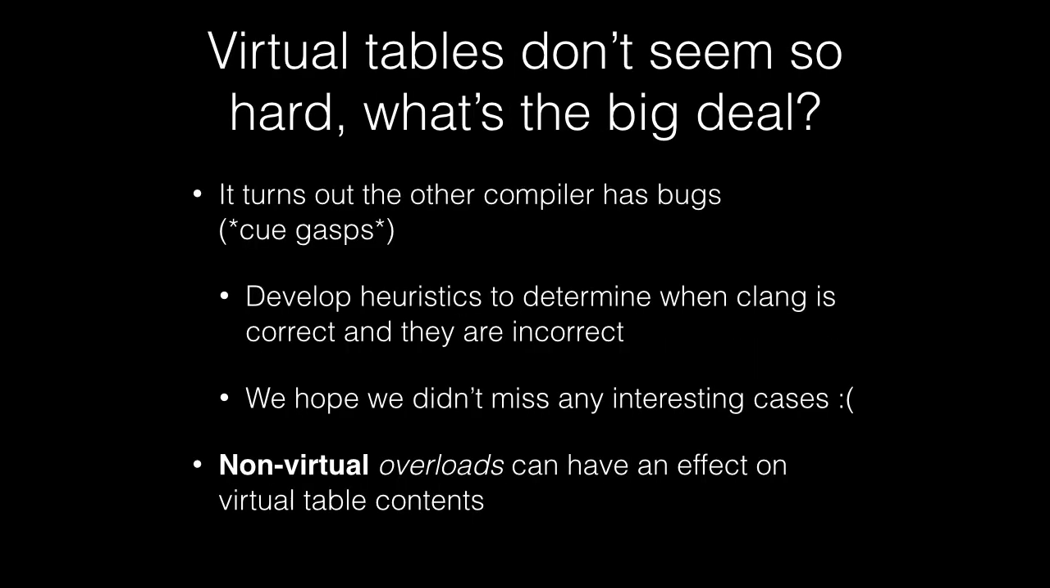So virtual tables don't seem so hard compared to record layout. I mean, it didn't seem like that big of a deal. But it turns out that the compiler we're comparing against has these really unfortunate bugs where they'll generate bad stuff. And we want to know whether or not we're right. We don't want to generate the wrong thing just so that the fuzzer tests will pass. We want to generate good code and kind of smirk at their bad code. We don't want to generate the same bad code. So we have to, unfortunately, develop these heuristics which determine whether or not we're correct and they're wrong. And this is annoying, but definitely worth it.